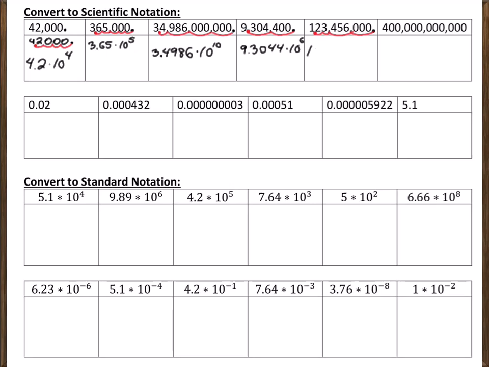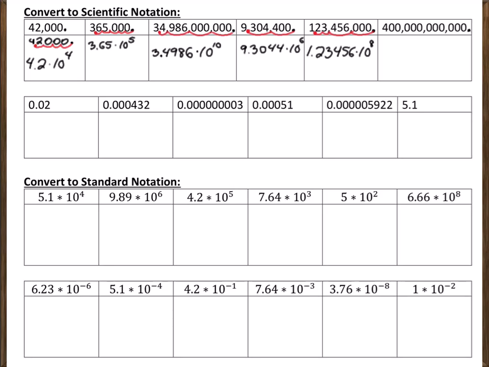So our number in scientific notation is 1.23456 times 10 to the 8th power, because again we moved the decimal point over 8 times. Okay, then we have 4 billion.